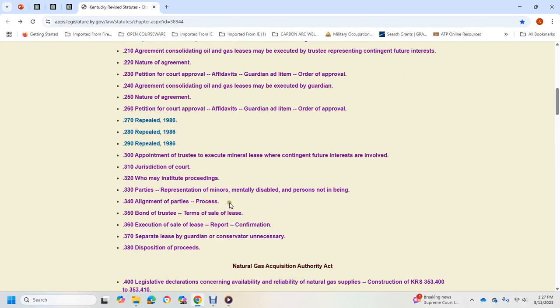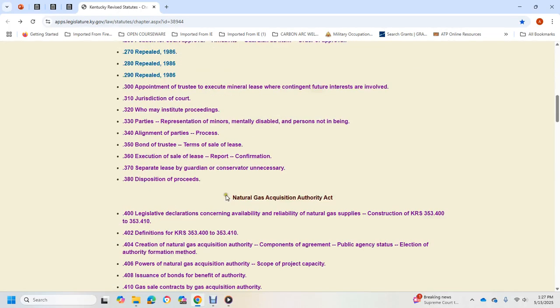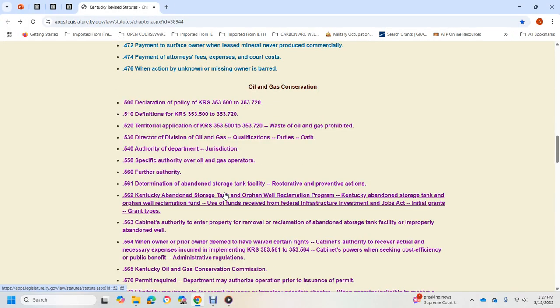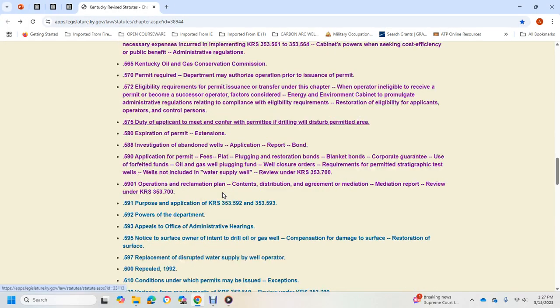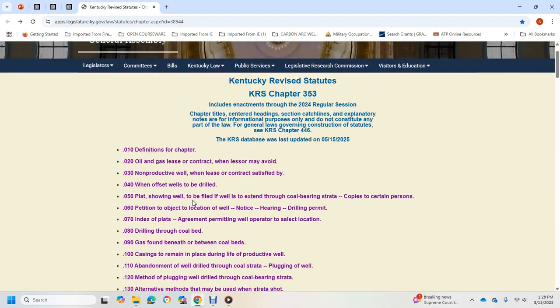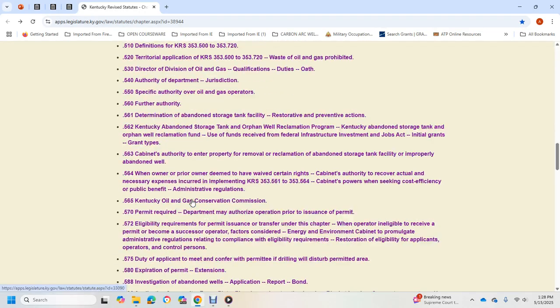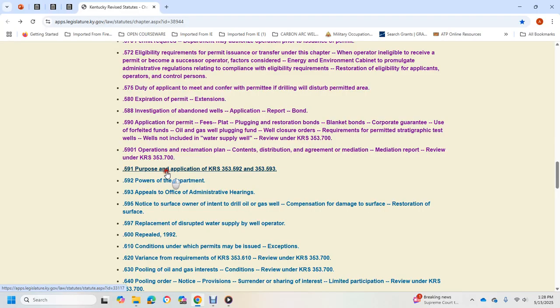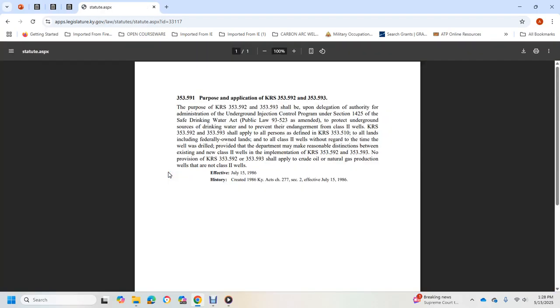Okay, Kentucky Revised Statutes, oil and gas conservation. 353.591, purpose and application of Kentucky regulation. Kentucky Revised Statutes 353.591, purpose and application.